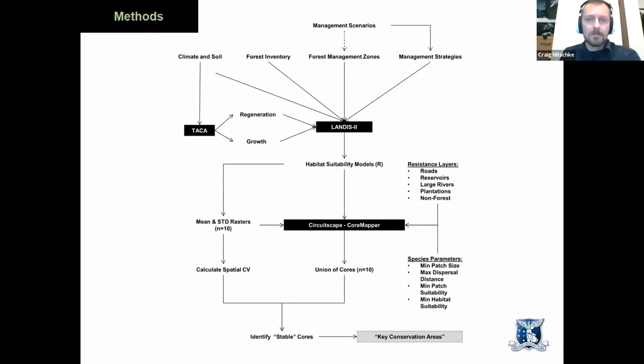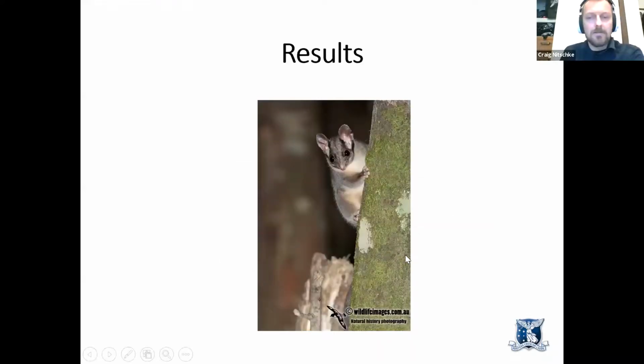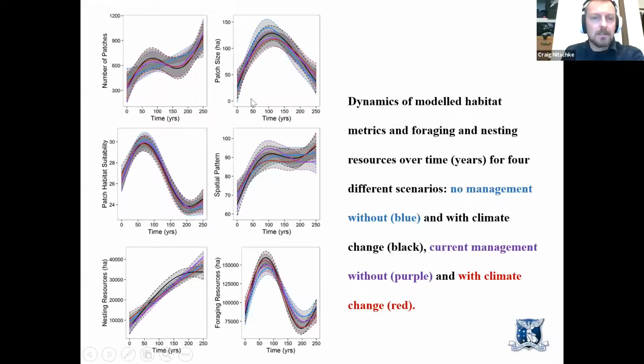So what are the results of our study? Well, here's 6 metrics. Now I mentioned we had 4 management scenarios. I won't get into it too much in the sense that there was very little impact of management on this. In part, there was more influence of climate change, which we would expect, than management. But what we found was really interesting.